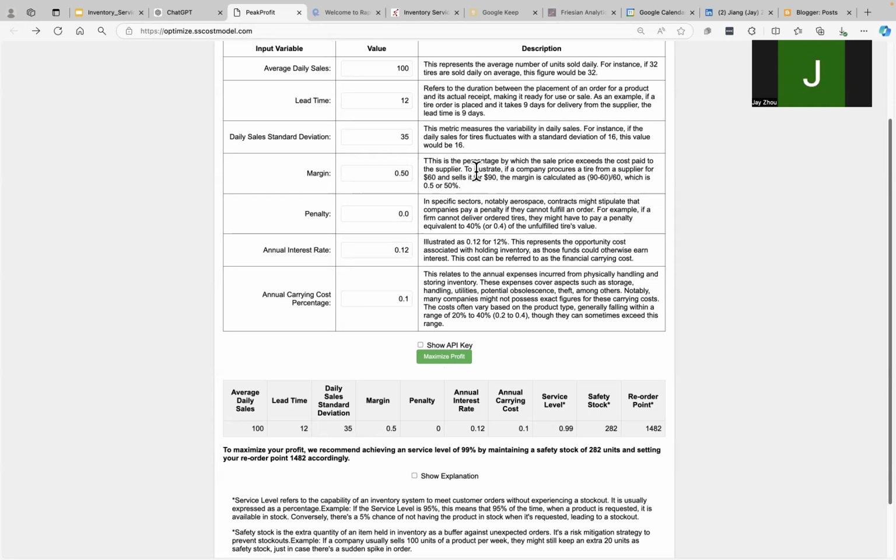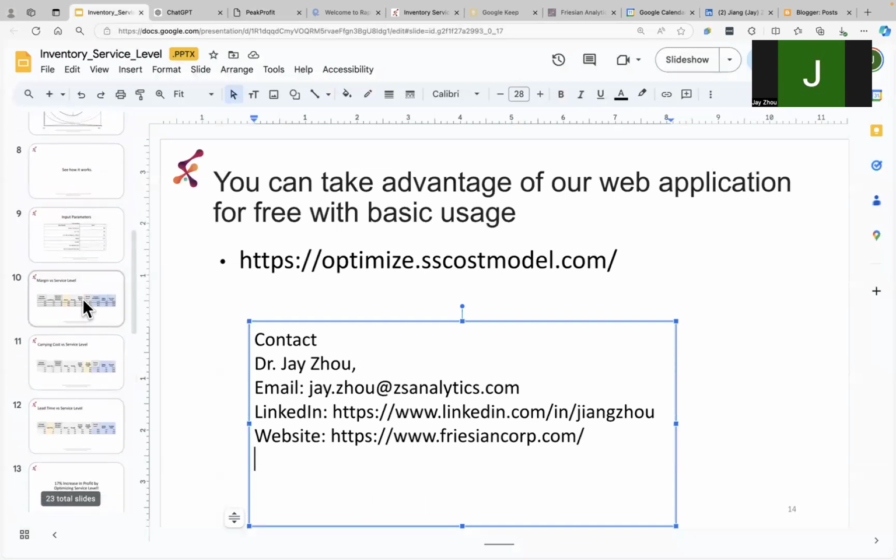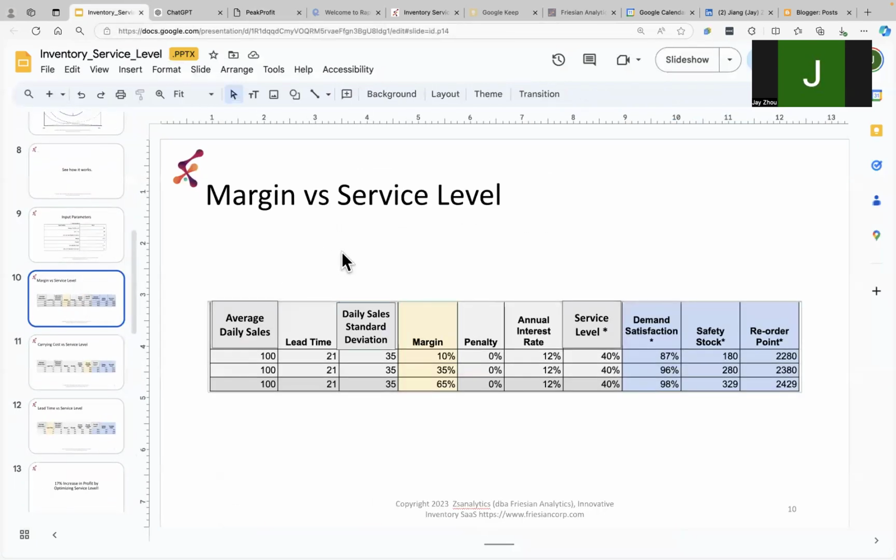Actually, I have done a lot of scenarios. Let me show you to illustrate some principles, some observations. Suppose we have 3 items.